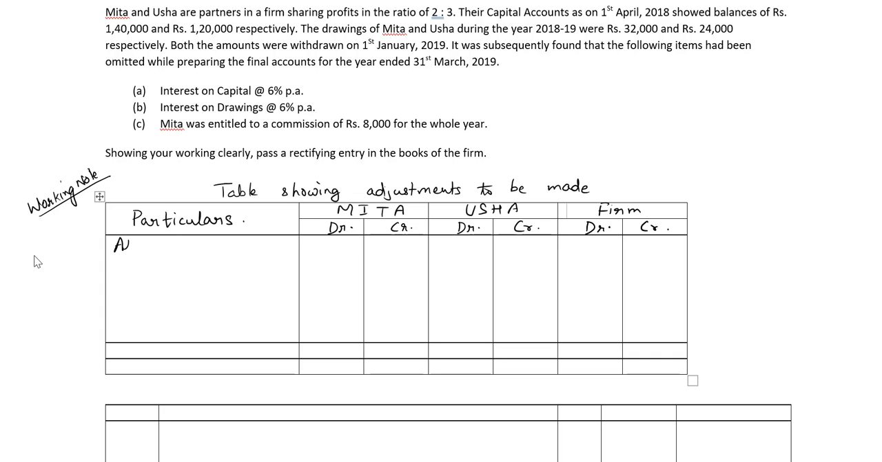We'll allow interest on capital at 6% per annum. For interest on capital to be allowed, we need to credit the capital accounts. Meeta's capital is 1,40,000 and the rate of interest on capital is 6%. So Meeta's IOC is 8,400.